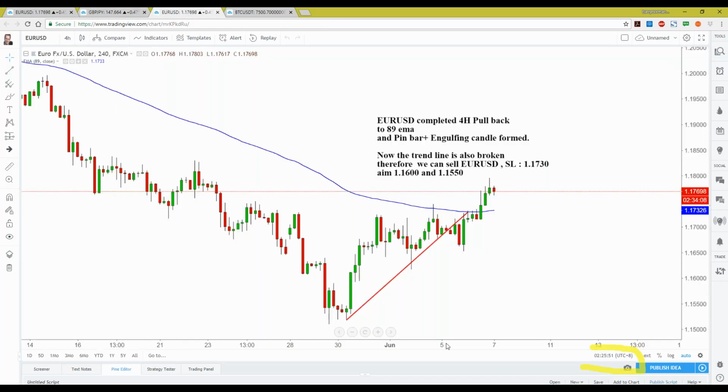Okay, here we have a very simple chart, which has a moving average line and a trend line on the candlesticks to try to predict price movement. Now you see here, the euro US dollar just completed a 4-hour pullback and reached above the 89 EMA, which is the exponential moving average. And we also got a pin bar, which is an engulfing candle formed from the candlesticks. Now the trend line has also been broken. Therefore, we would sell the euro US dollar at 117.30 and aim for a drop to 116 and to 115.50.